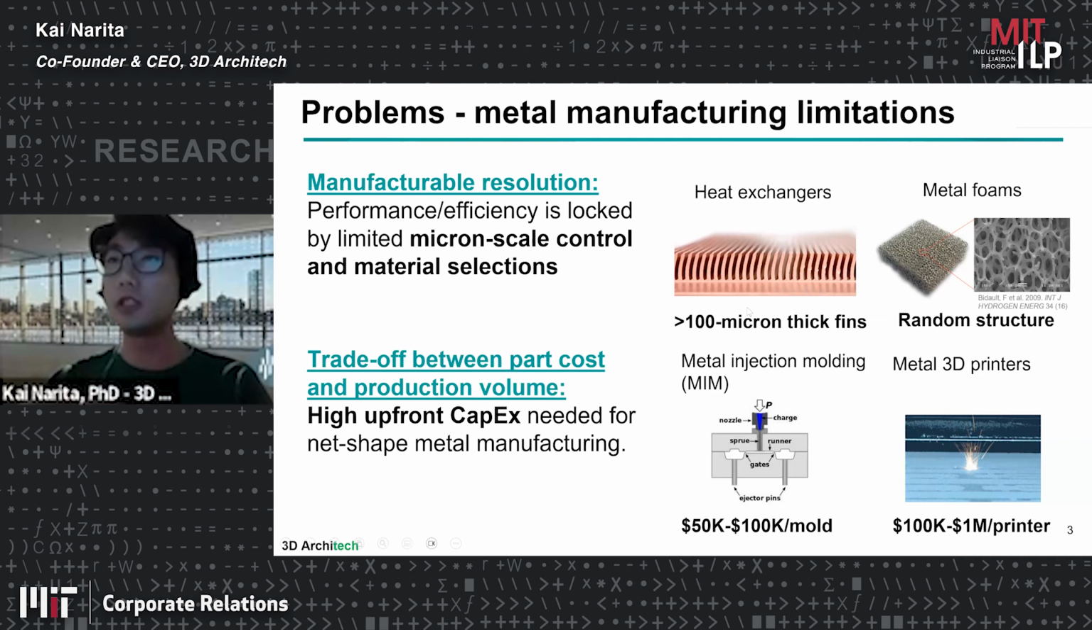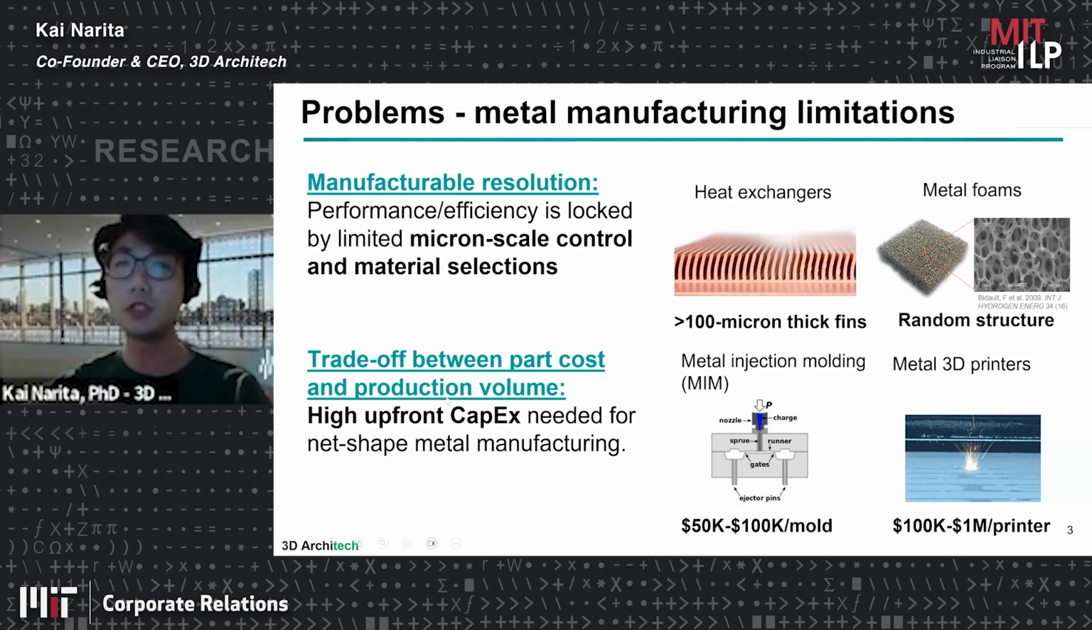One of the good examples is the heat exchanger heatsink. Those are made by the copper fin structure, which is 100 micrometers thick fins. If you could make it smaller, you could improve the cooling performance. However, we have reached the limit of how fine you can make it by current manufacturing processes.